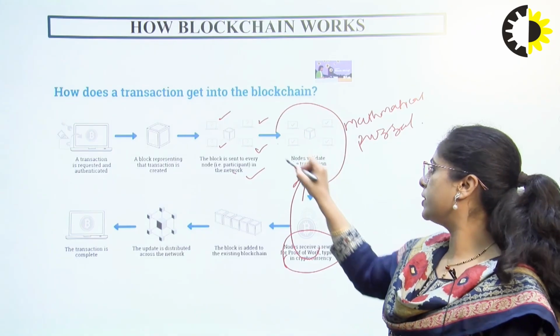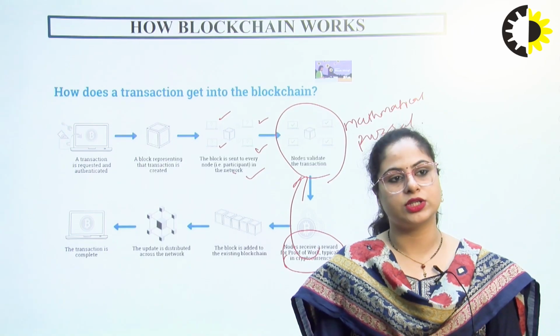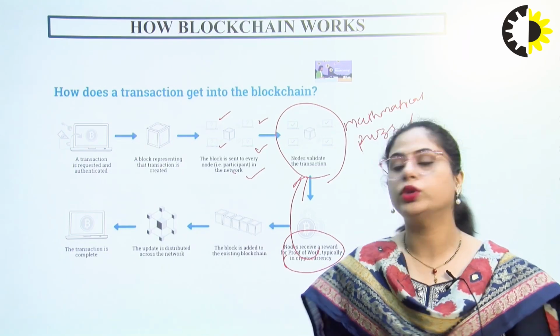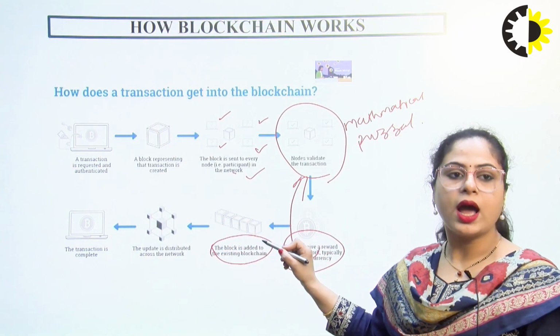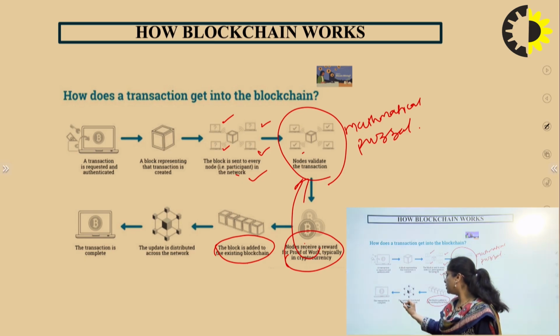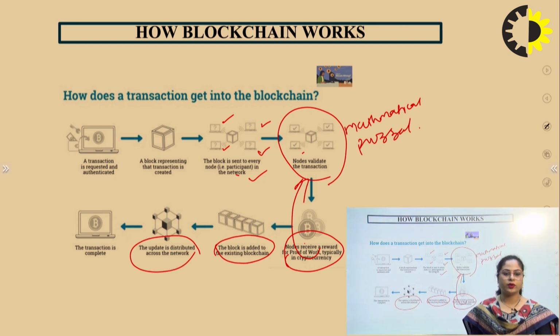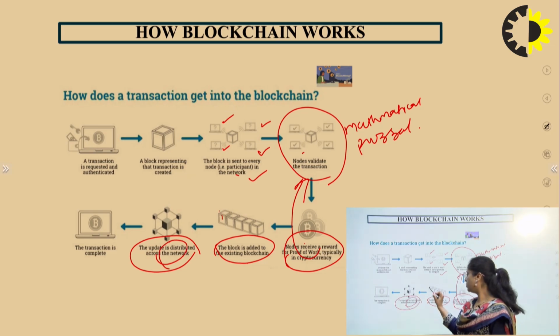The nodes which are present in this decentralized network give the agreement for the transactions. They give the agreement for adding the block to the blockchain. So the block is added to the existing blockchain after getting the agreement of the peers available in the decentralized network. The update is distributed across the network. When a new block is added to the blockchain, at that time all the updates about this blockchain are updated in the ledger.